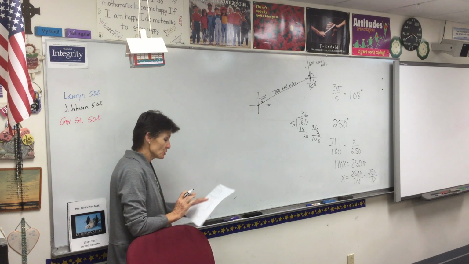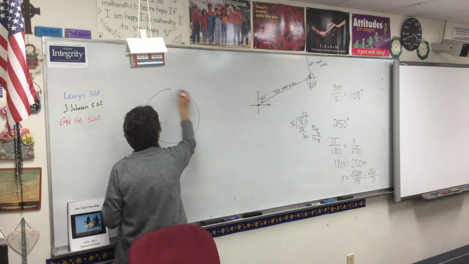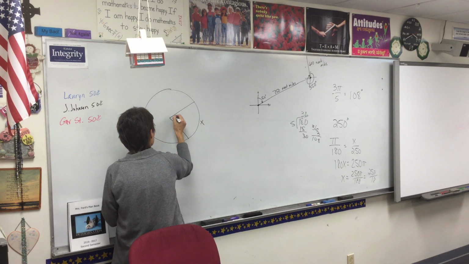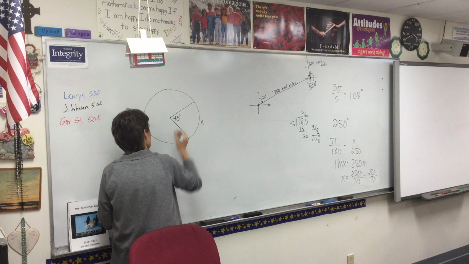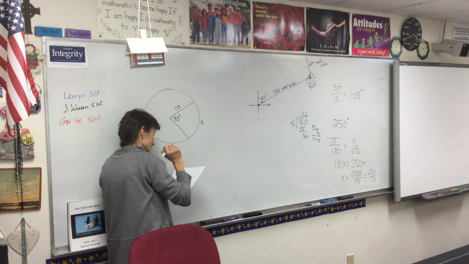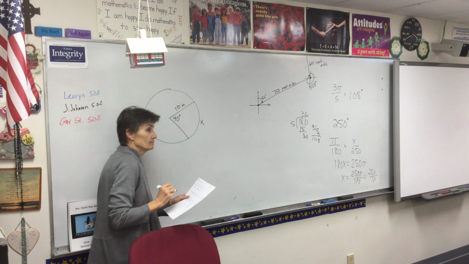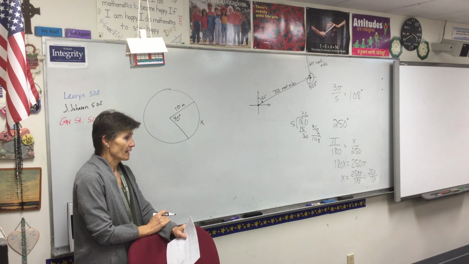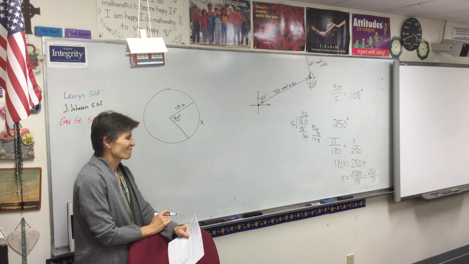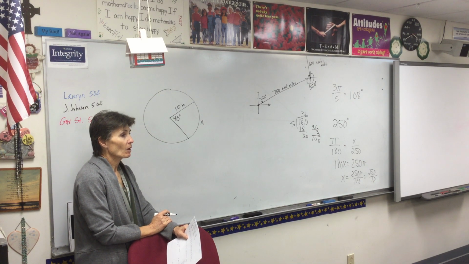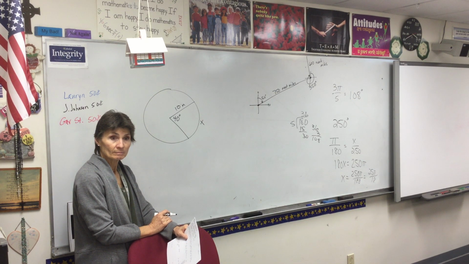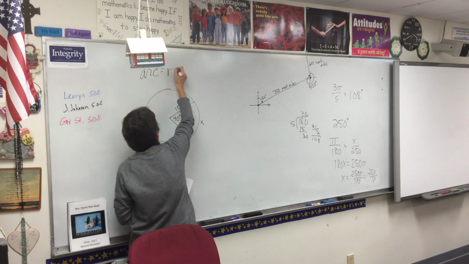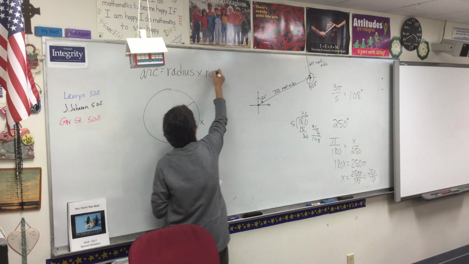All right, find the measure of the arc determined by an angle of 40 degrees in a circle with a radius of 10. Oh, this is a blast from the past. Anybody remember anything about arc length? Will? Radians times radius. Very good, Will. So arc length equals radius times radians.